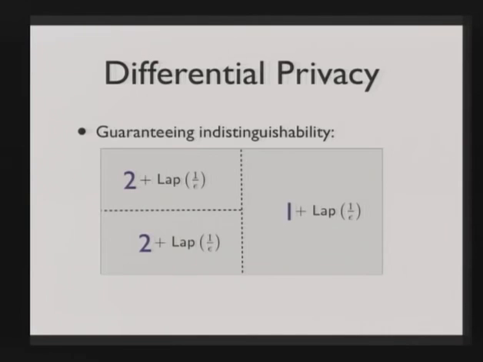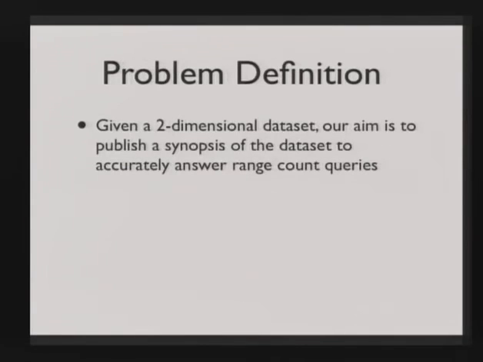So now that I've told you what differential privacy is, and I've explained what geospatial data is, let me give a more precise problem definition. The problem that I will be trying to answer in this talk is, if we have a two-dimensional data set where each tuple in this data set can be represented by a point in a very well-defined data domain, each tuple has an x-coordinate, a y-coordinate, a latitude or longitude, if you may, how can I release a synopsis of this data set in a differentially private manner?